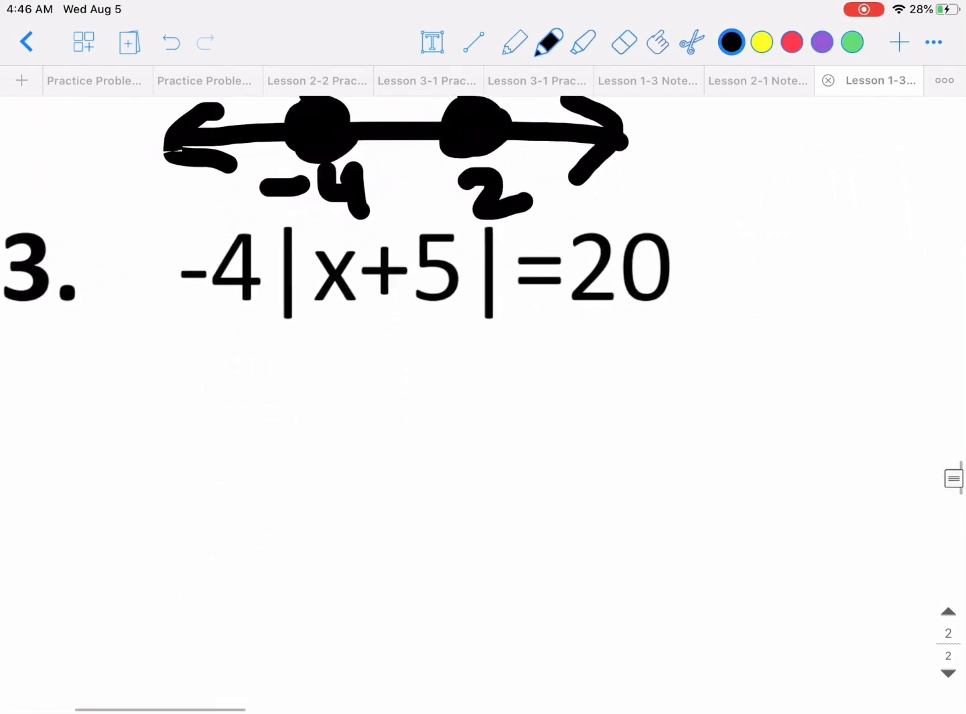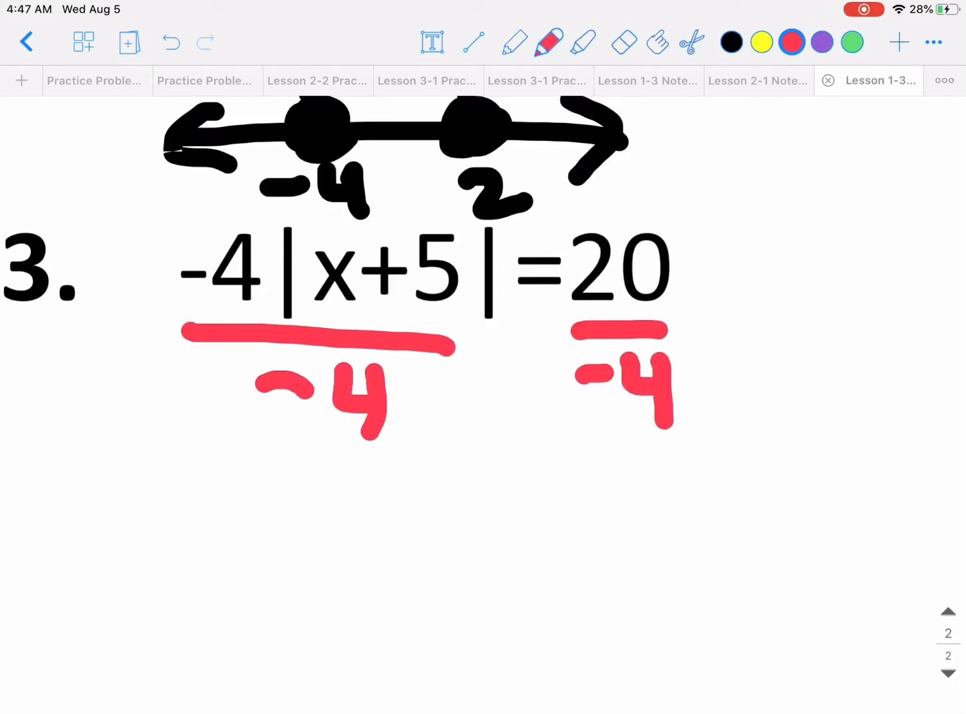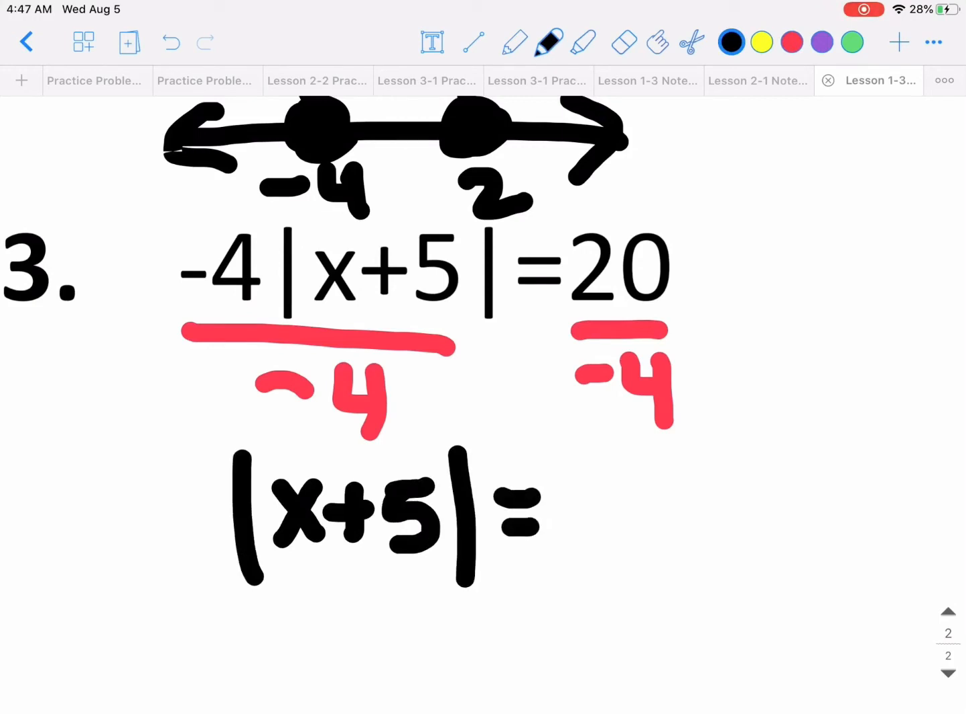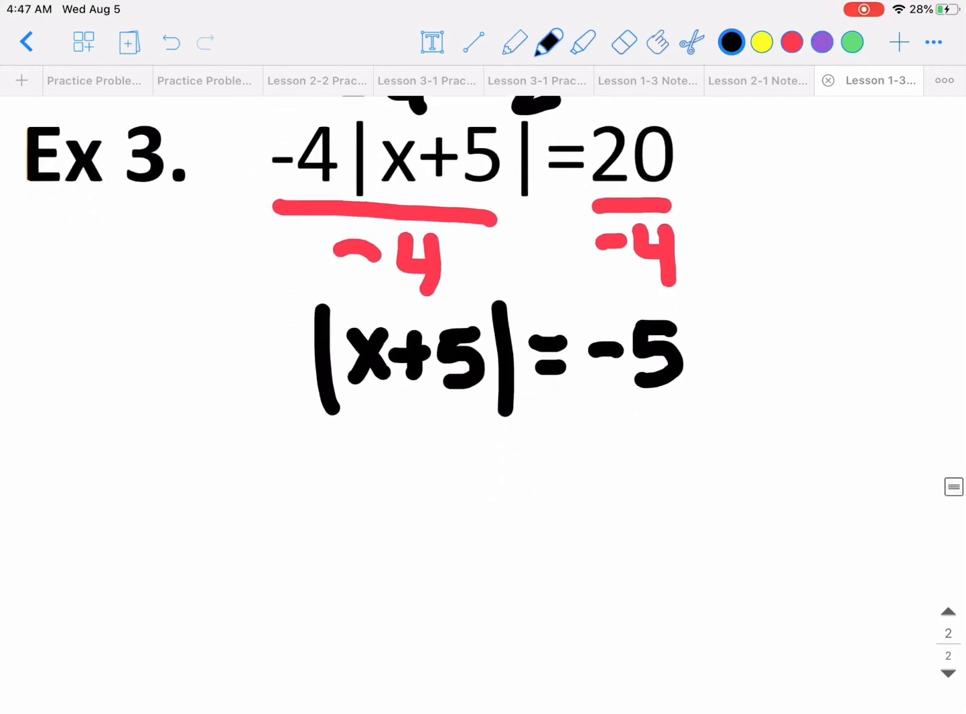All right. Next example, I have negative 4 times x plus 5, the absolute value of that is equal to 20. First thing I want to do, isolate the absolute value, get it by itself. So I'm going to divide both sides by negative 4. I'm going to get the absolute value of x plus 5 is equal to negative 5.